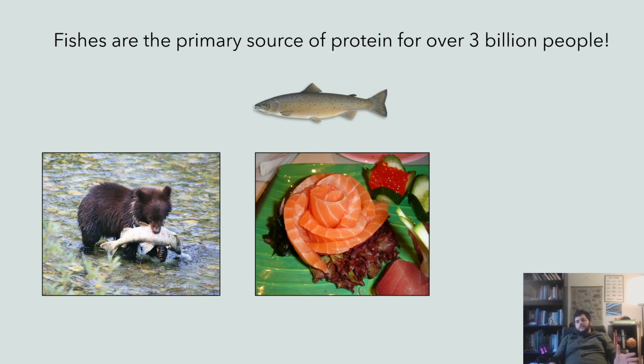And I learned, and I did not know this before I made this talk, that fishes are the primary source of protein for over 3 billion people on Earth. Think about that. 3 billion people rely on fishes as their primary source of protein, which is this critical part of your diet, right? So this is huge. Fishes, this group of animals, is not just the subject of academic interest. It's also this primary source of food for over 3 billion people. That's a lot.